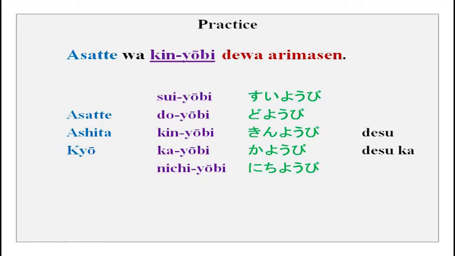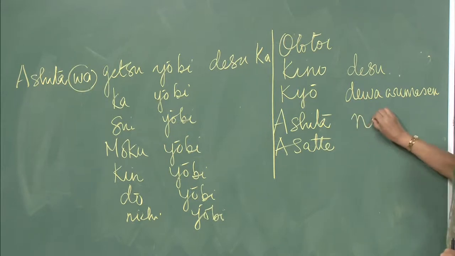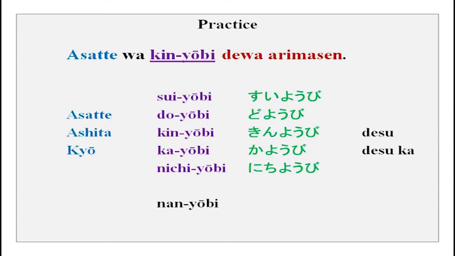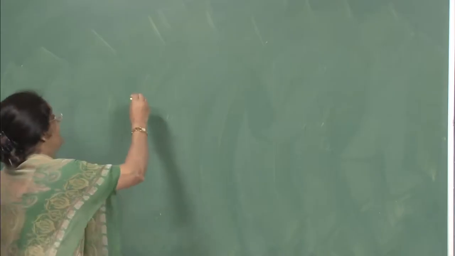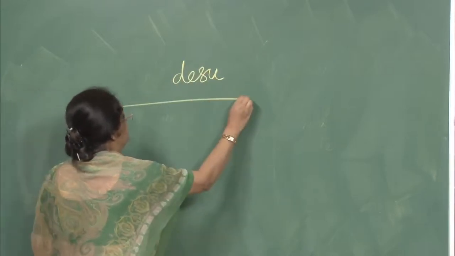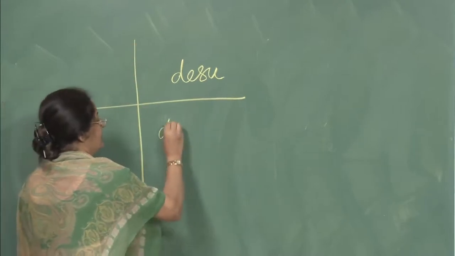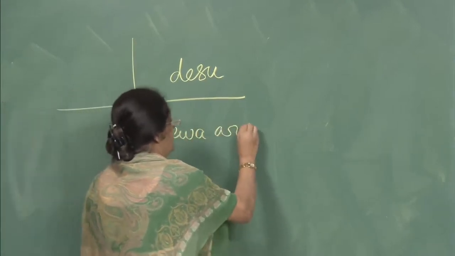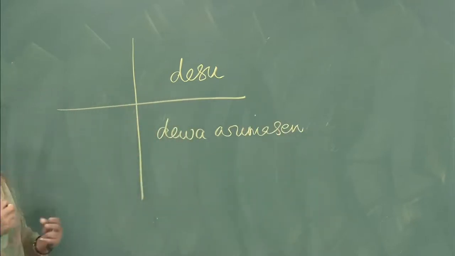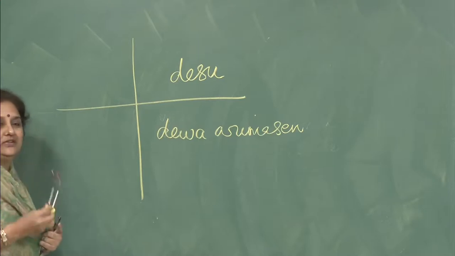明日日曜日ですか? Or you can also ask 明日は何曜日? 明日は何曜日ですか? That could be a question and you can answer. Now, we have done this. ではありません. This is positive and ではありません is negative, as you already know.